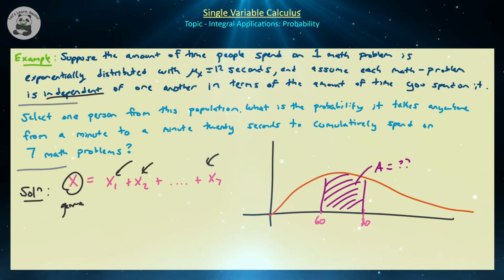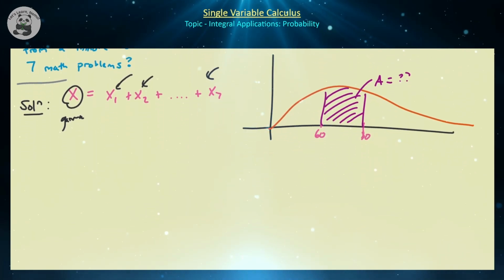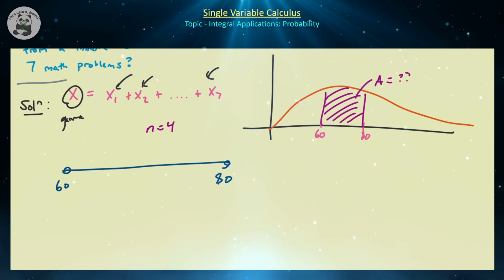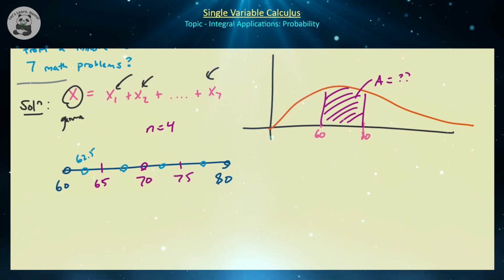So since we do not know how to integrate this gamma distribution, what we can do is use some approximation methods that we learned earlier. So let's consider this interval 60 to 80, which is a pretty wide interval, and let's assume that we're going to approach it with 4 subintervals. So that means our midpoint of 60 and 80 will be 70, and then we're going to have 65 here, we're going to have 75 here, and then we also need our midpoints for our midpoint method. So this is going to be equal to 62.5, 67.5, 72.5, and 77.5.